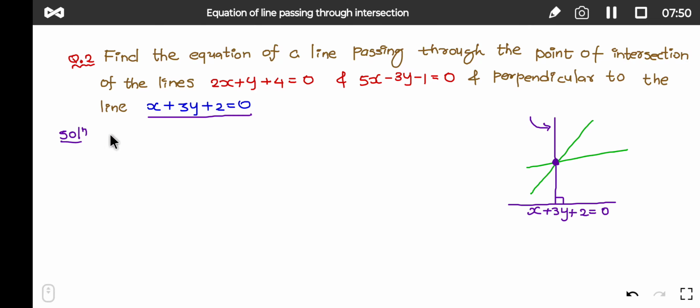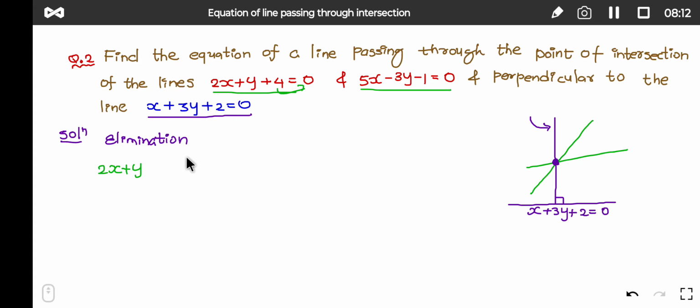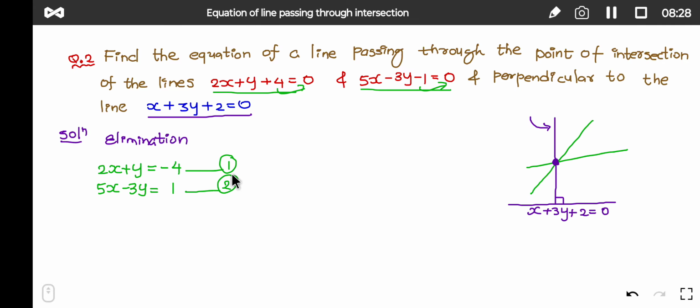Our first step is the elimination method to find out the point of intersection. Which two lines are intersecting, for those two equations you have to do elimination. So the intersecting lines are this one and this one. The first line is 2x plus y; if we take this 4 to the right hand side, we'll get is equal to minus 4. Let us consider it equation number 1. Second equation, 5x minus 3y; if we take this minus 1 to the right hand side, we'll get is equal to plus 1. Let us consider it equation number 2.